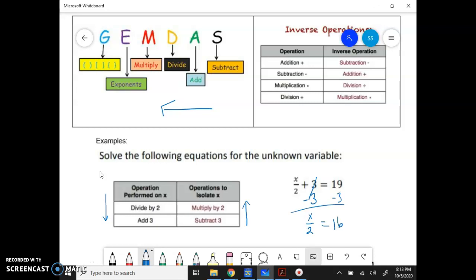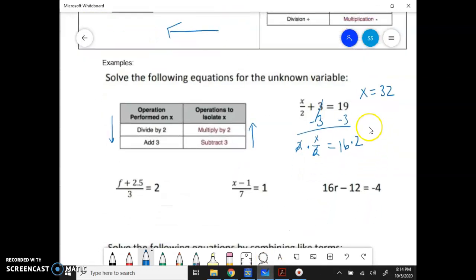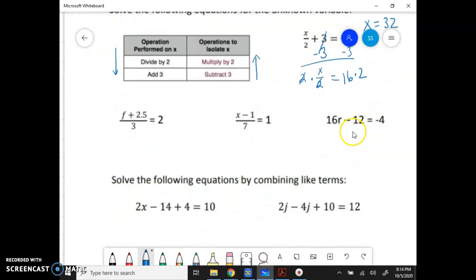which is 16. Now, if I want to get this x by itself, I need to get this 2 out of the denominator, and I do so by doing the inverse operation of division, which is multiplication. So I multiply by 2, and this cancels out. If I do it to one side of the equal sign, I have to do it to the other side. So I'm left with x is equal to 32. Hopefully that's making sense. Let's move on and look at a few more practice problems.